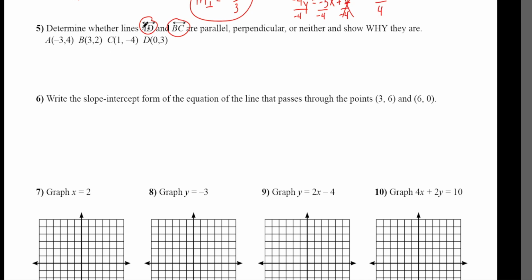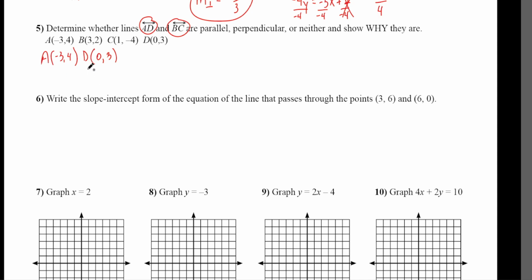All right, so let's do AD. I'll write this down. A is (-3, 4). I'm just writing them over again so they're next to each other. And D is (0, 3). Everybody got that? Those two points make a line. If I plotted both of those points on a graph, I would get one line.